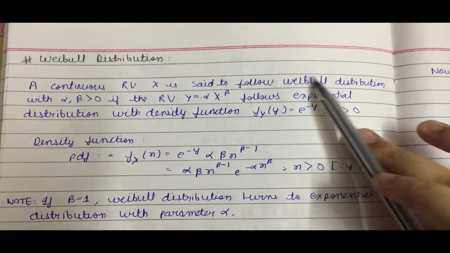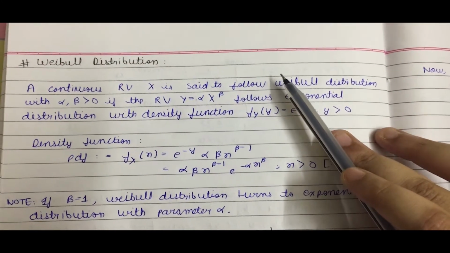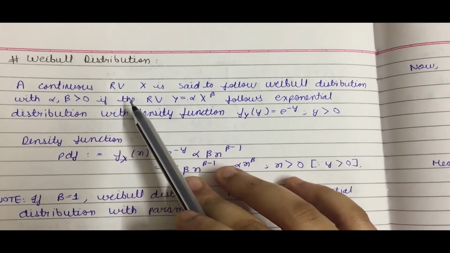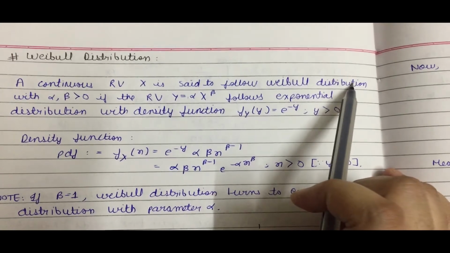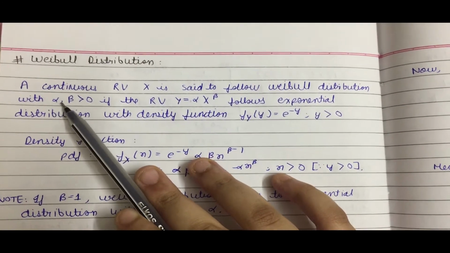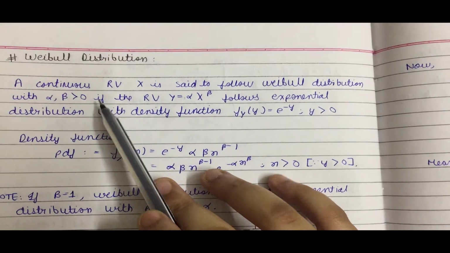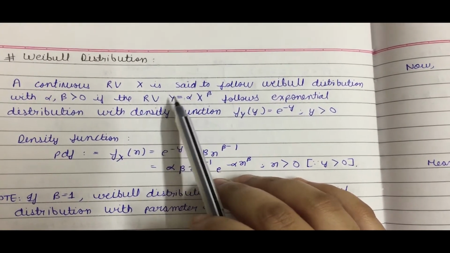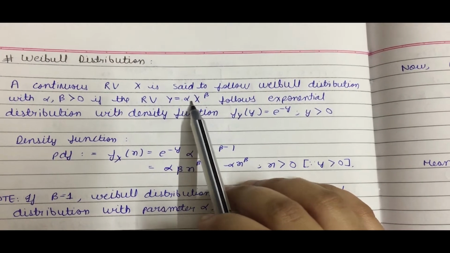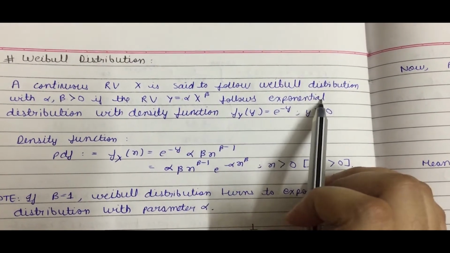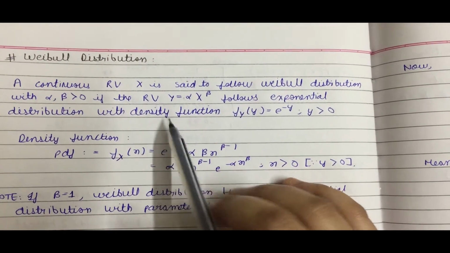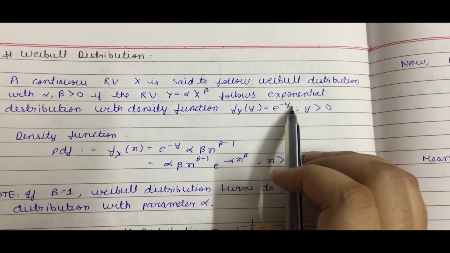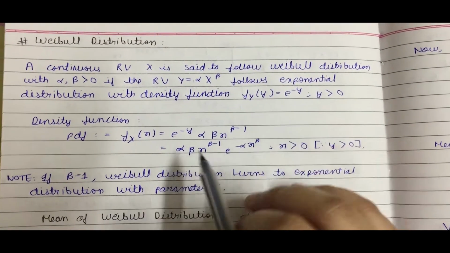So in this video we will be discussing the Weibull distribution. So what is a Weibull distribution? If a continuous random variable x is said to follow Weibull distribution with parameters alpha, beta greater than 0, it would be only possible if the random variable y equal to alpha x to the power beta would follow an exponential distribution with density function of f_y(y) equal to e to the power minus y, y is greater than 0.